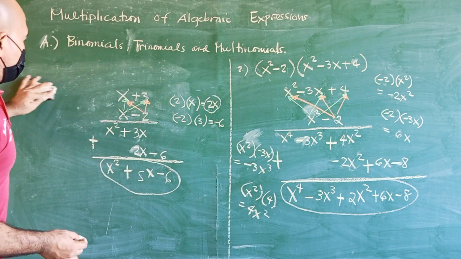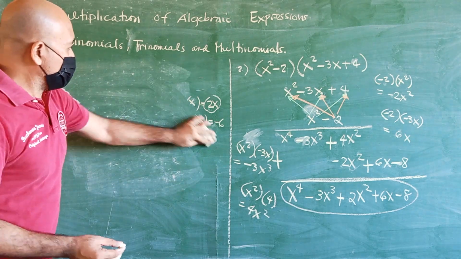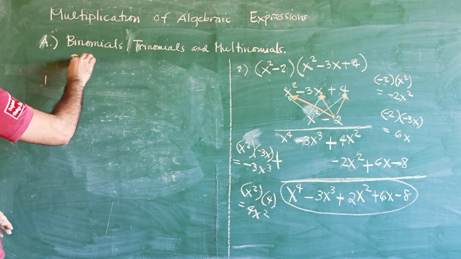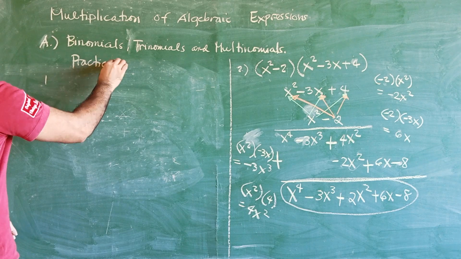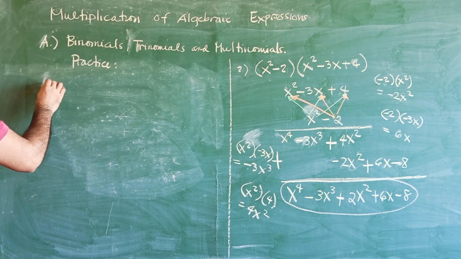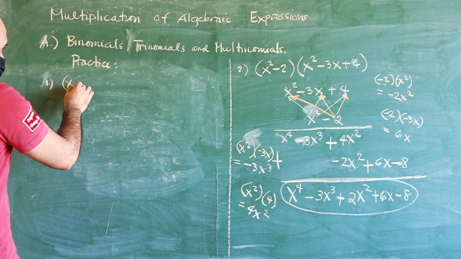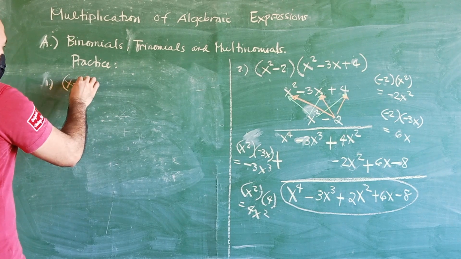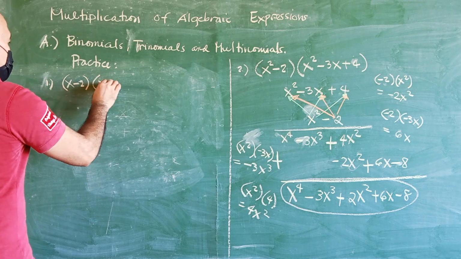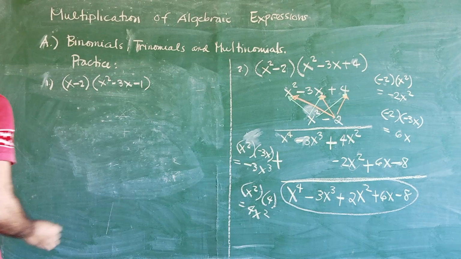Okay, so for you to practice at home, you have to answer this one. And if you can do this on the board, that would be very welcome. So number one, you multiply x minus 2 times x squared minus 3x minus 1.